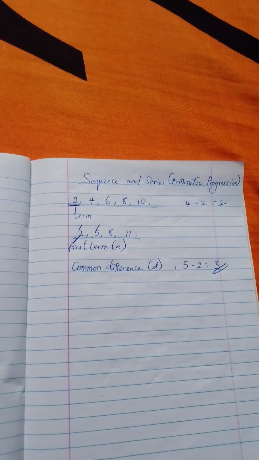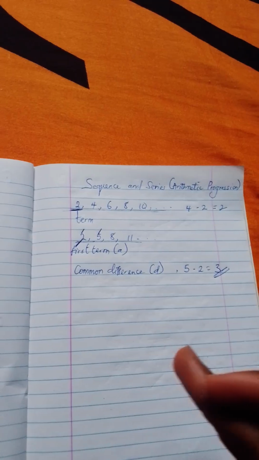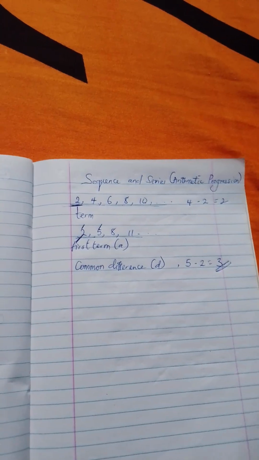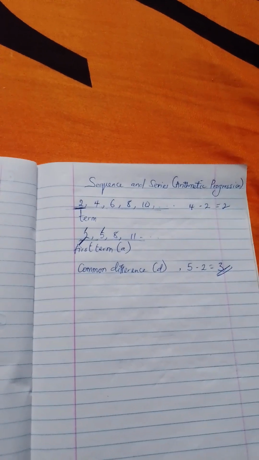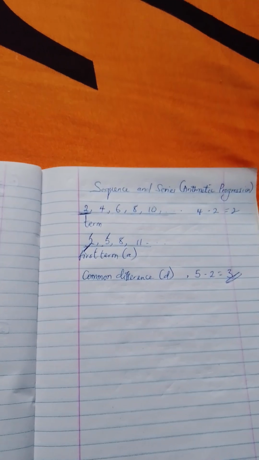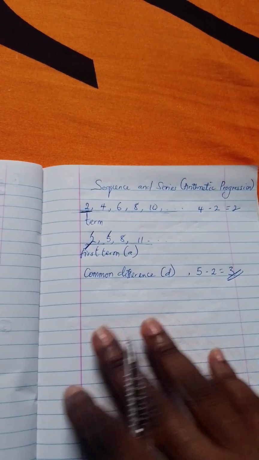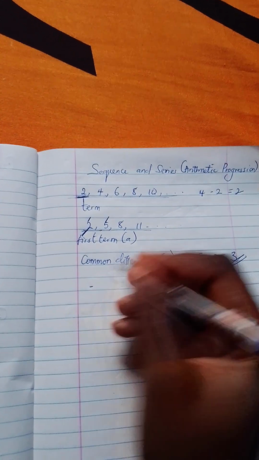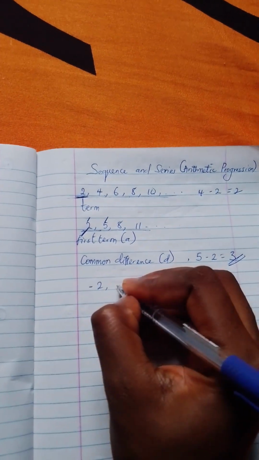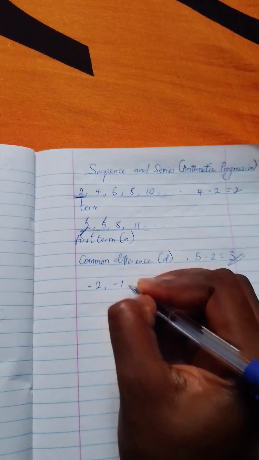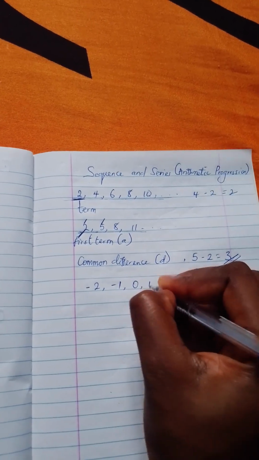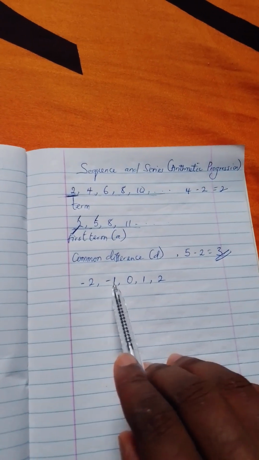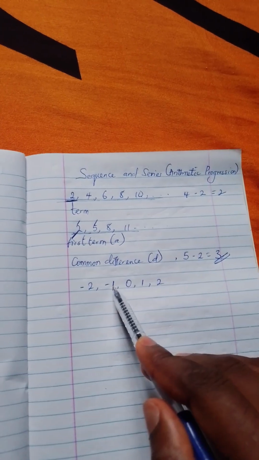Now, mind you, even if the first term is greater than the second term, to get the common difference, you still have to subtract the first term from the second term. The only thing there is that you're going to be getting a negative number instead of a positive number. Now, let me give you an instance. If I have minus 2, minus 1, 0, 1, 2. Now, as you can see in this particular sequence, minus 1 here is greater.